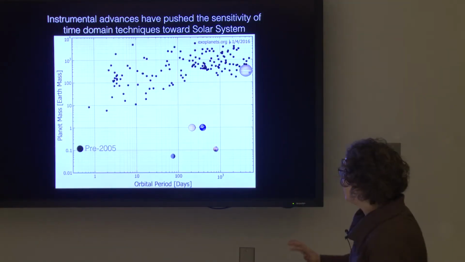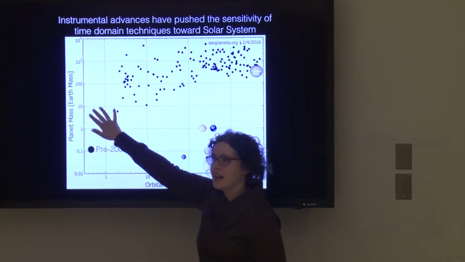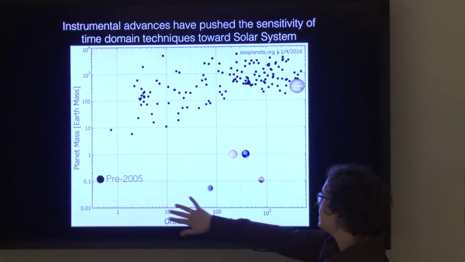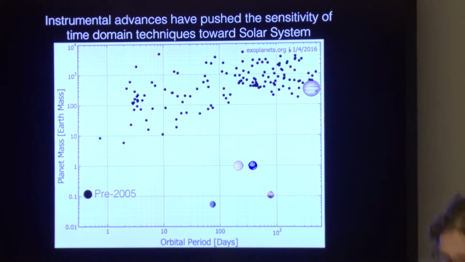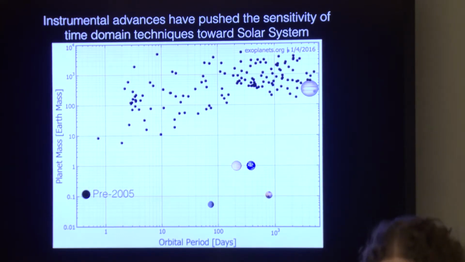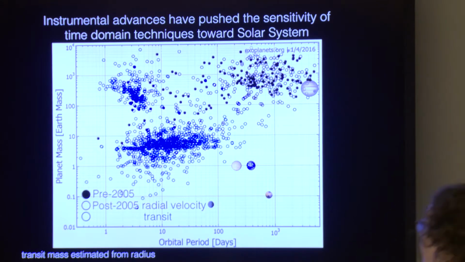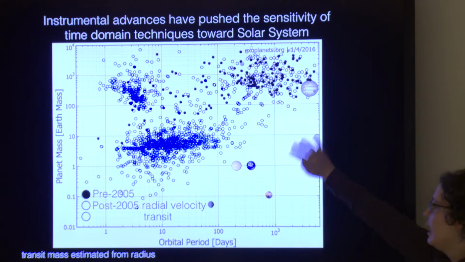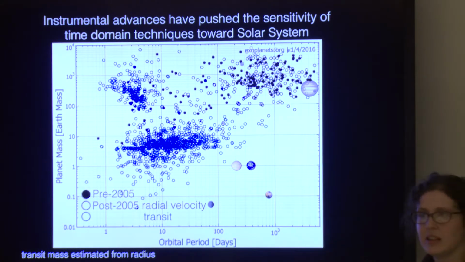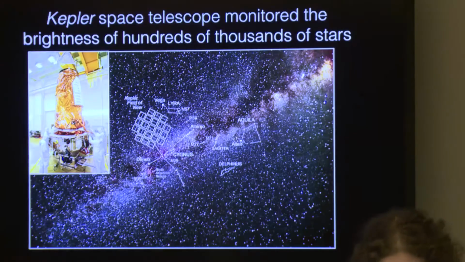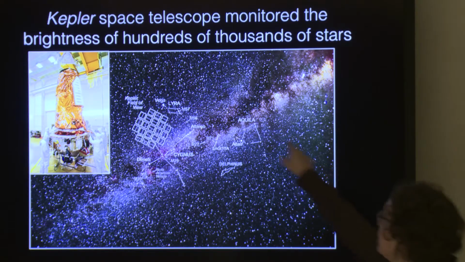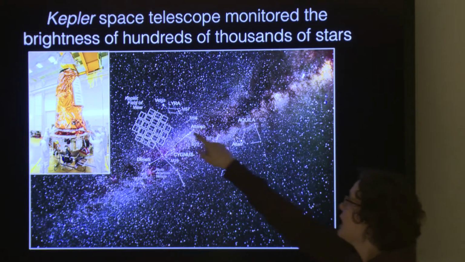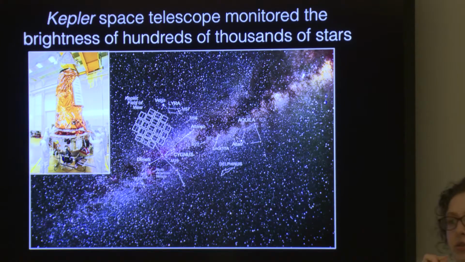And these are discovered planets in terms of the mass versus orbital period. So this is separation from the star. Here's the solar system. Prior to 2005, we were mostly detecting Jupiters close to their stars. But now we're really starting to fill out this plot, and a lot of that is from transiting planets. In particular, from the Kepler spacecraft, which was monitoring the brightnesses of hundreds of thousands of stars. It just looked at this one patch of sky right here. It monitored those stars for 4 years and looked for planets that were passing in front.